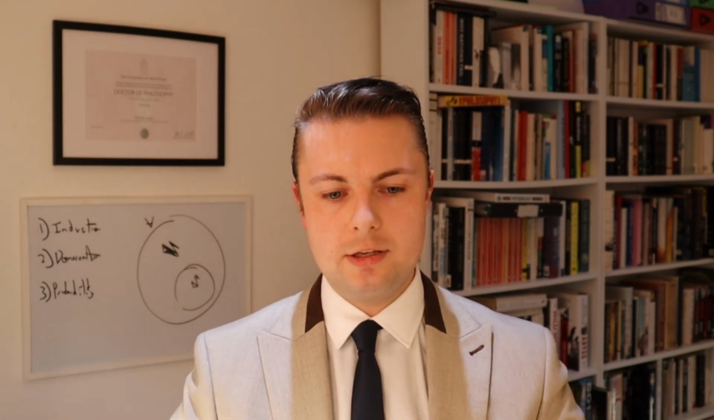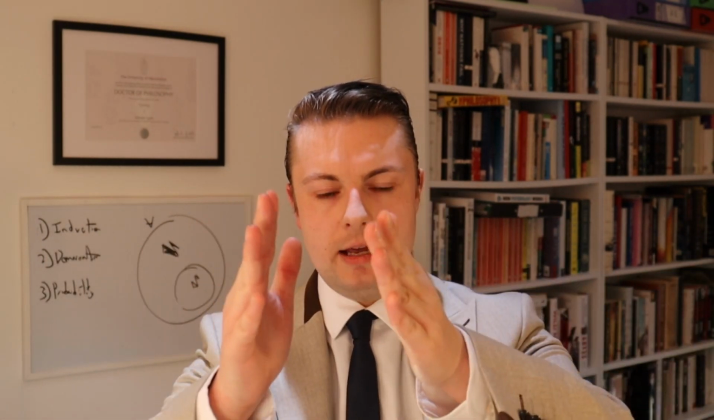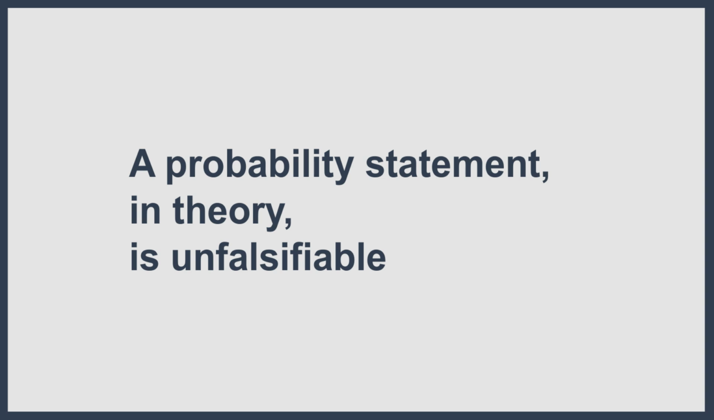Because what a probability statement is doing, when I'm saying that something is true of all swans, the reference class is all of them, and I can't measure all of them. I can't say that 50% of the swans are black unless I've measured every single swan that could ever exist in all possible places, and then actually measured that half of them are black swans. So a probability statement, in theory, is unfalsifiable. Now, this seems to be a real blow to a lot of science which relies upon probability.